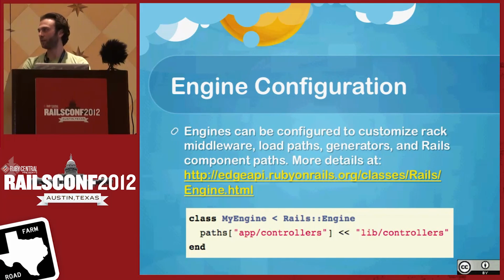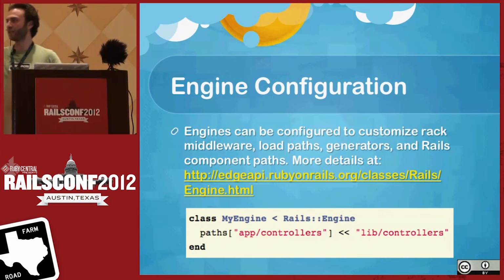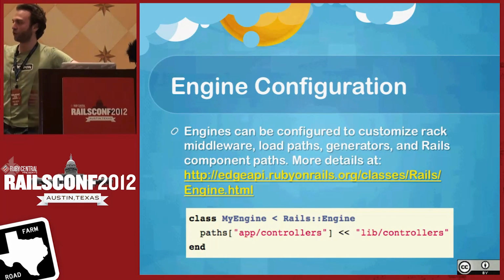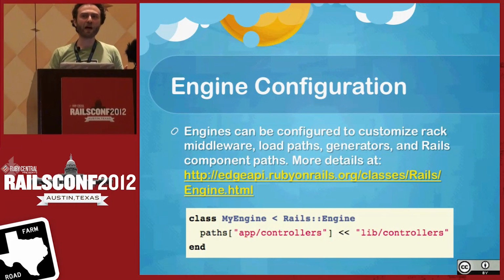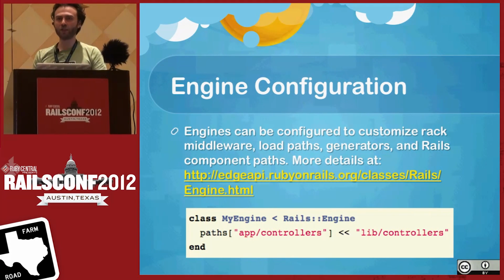Okay, engine configuration. Engines can be configured to customize rack middleware, load paths, generators, Rails component paths, etc. So you're not limited to the default Rails way of where you place your controllers, models, and views. You can actually update the path. So with that statement, we've updated the path where controllers should live in that engine to lib/controllers instead of app/controllers. So you have options if you ever need that. Go to edgeapi.rubyonrails.org, classes, Rails::Engine online to get more details on how to do that.